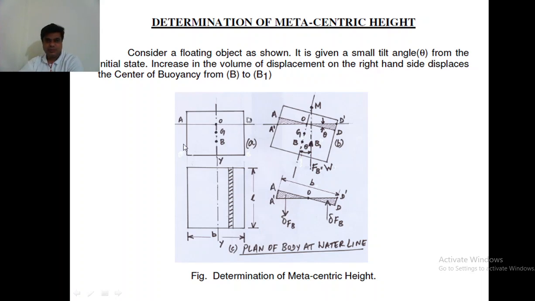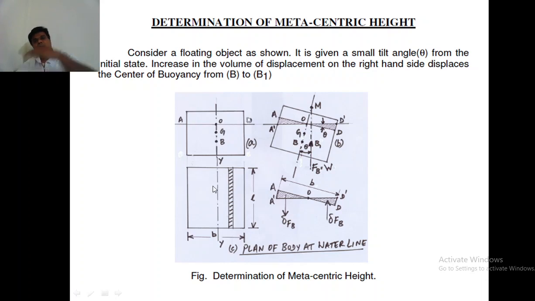So this is the floating object, and this is the surface AD. Below this surface, the object is covered with the liquid, and above this surface it is the free surface. In a floating object, some amount of the object will be below the surface and some amount will be above the surface. And this is the top view of the object.